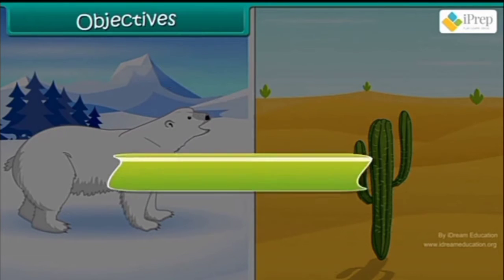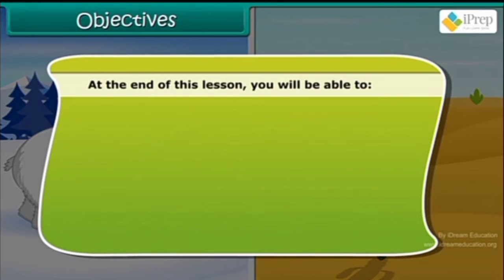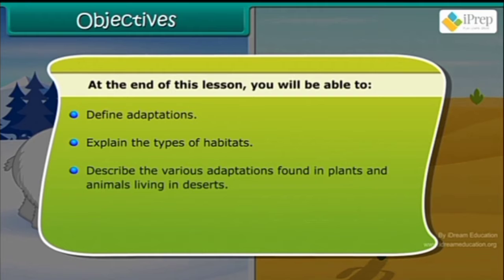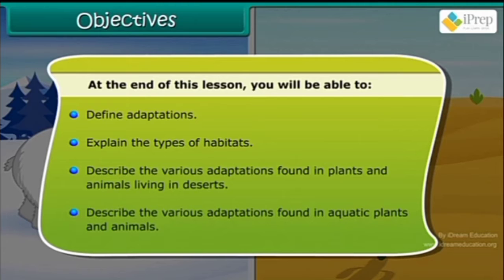Objectives. At the end of this lesson, you'll be able to define adaptations, explain the types of habitats, describe the various adaptations found in plants and animals living in deserts, and describe the various adaptations found in aquatic plants and animals.